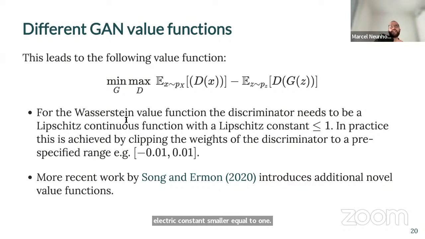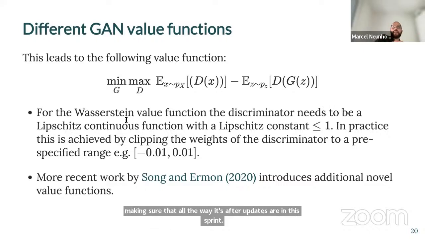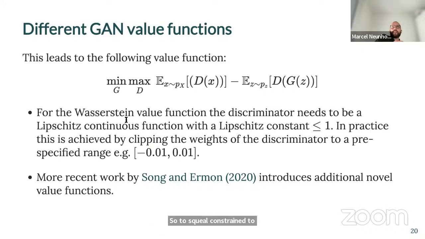This is needed so that this value function can converge to an equilibrium, and we basically constrain the space in which we look for an equilibrium. In practice, this can be achieved by clipping the weights of the discriminator to some pre-specified range, for example, minus 0.01 to 0.01, and making sure that all the weights after updates are in this range. So this will constrain it to such a space.